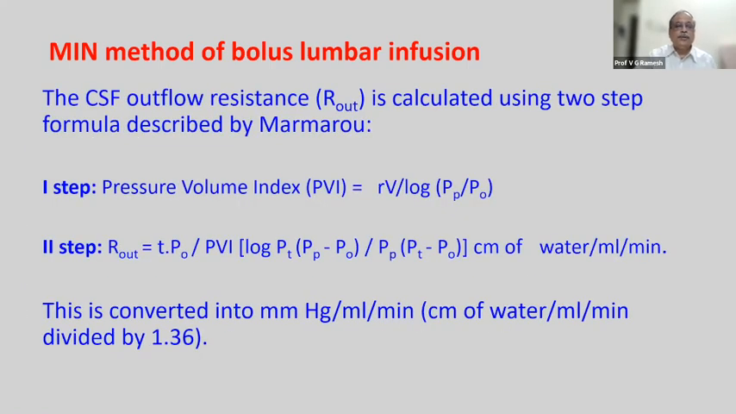by Professor Marmarou. The first step is to measure the pressure volume index, and the second step is to measure the R out value, which gives a value in centimeters of water per minute, which is converted into millimeters of mercury by dividing by 1.36. It is measured as millimeters of mercury per ml per minute. That is the unit we use for expressing the outflow resistance.